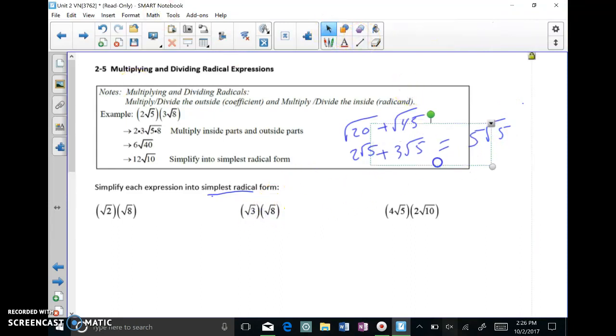So, I'm getting these weird little boxes here, so still figuring out this new program.